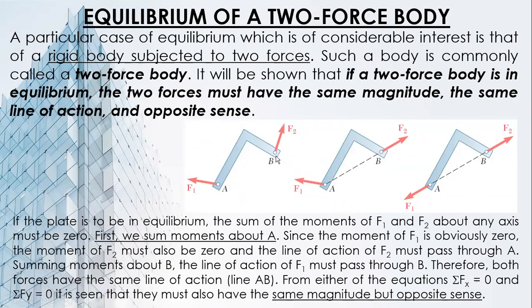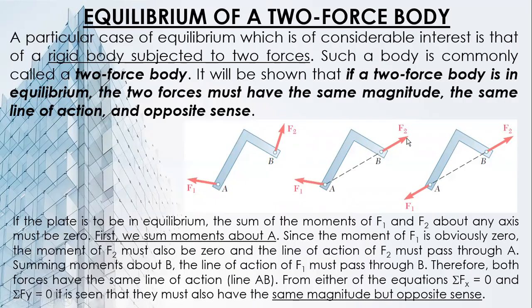So if this plate is to be in equilibrium, the sum of the moments of F1 and F2 about any axis must be zero. Okay. First, we sum up moments about A. Since the moment of F1 is obviously zero, because it passes through A, the moment of F2 must also be zero. There is no other counter. So the moment of F2 must also be zero, and the line of action of F2 must pass through A.